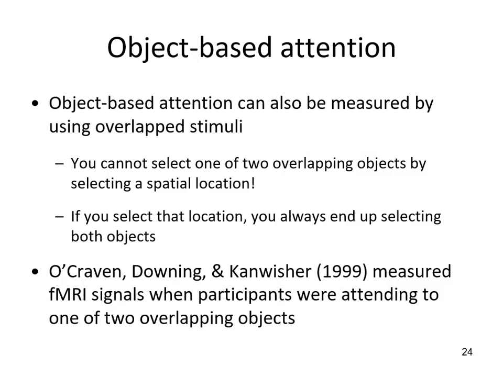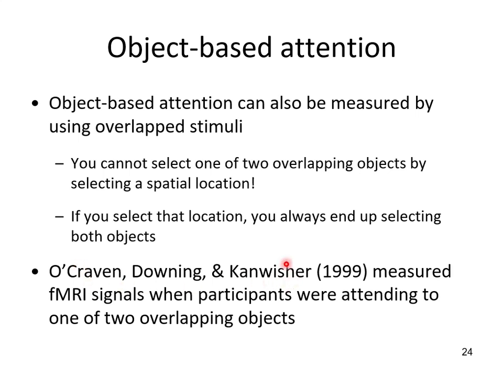If you remember in the last lecture, the other approach to study object-based attention is by using overlapping stimuli, right? So the study that we have looked at, the Duncan experiment, the overlapping object experiment, is the original one. Then there are other studies that take this paradigm. O'Craven is one of those.